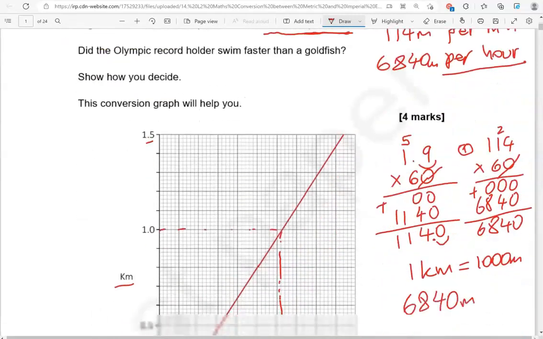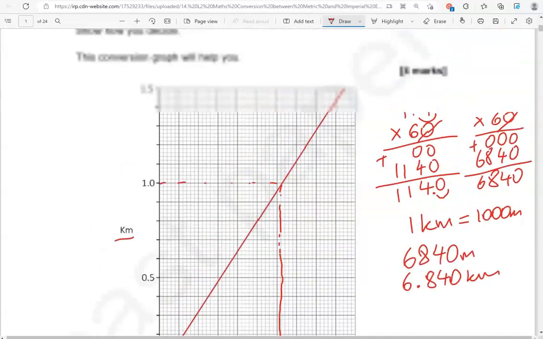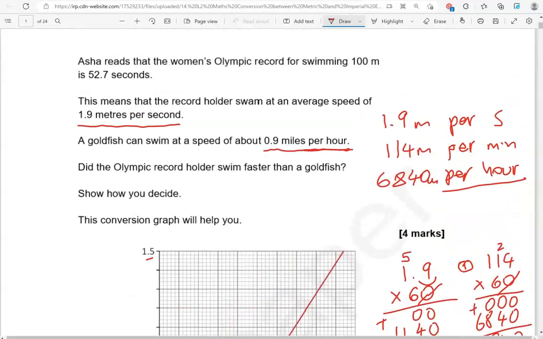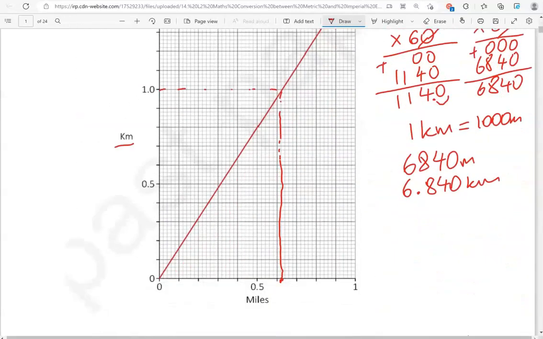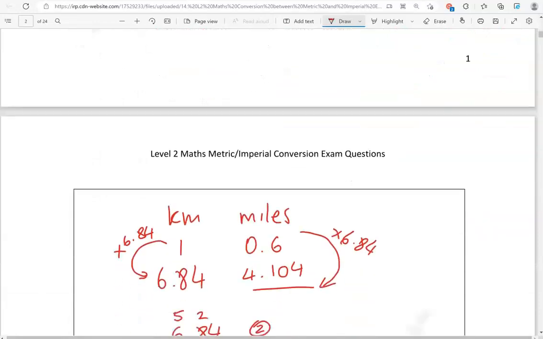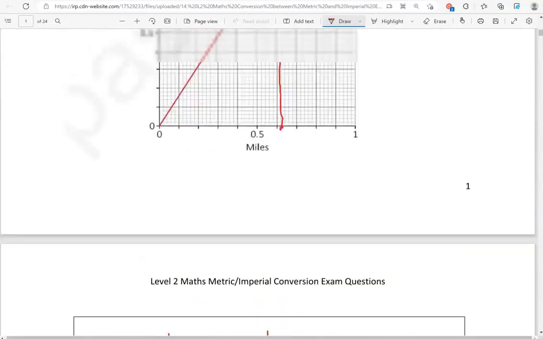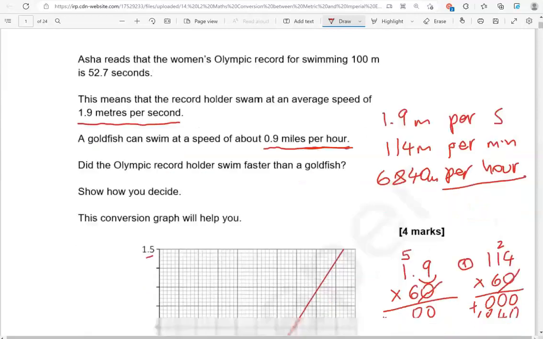Because we rounded off here, we could have been a bit more precise and used 0.62 in this case, but it gives us an idea, because what we're comparing this to is 0.9 miles per hour, and definitely what we got is higher than that. So this is 4.104, which tells us that the Olympic record holder swam faster than a goldfish.